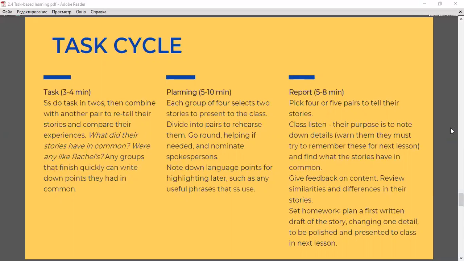Third is the report, 5-8 minutes. Pick 4 or 5 pairs to tell their stories. The class listens, and their purpose is to note down details and find what the stories have in common. Then give feedback on the content, review similarities and differences in the stories, and set homework: plan a first written draft of the story, changing one detail, to be polished and presented to the class in the next lesson.